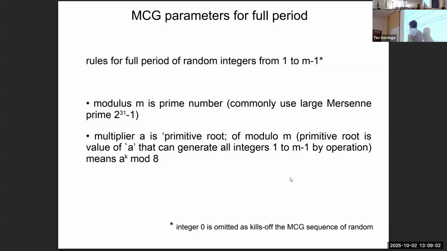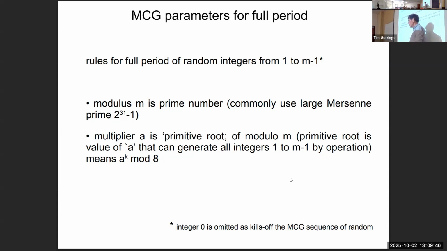If A is a primitive root of that prime number, then if you took A to the power 1, A squared, A cubed, and so on to higher and higher powers, in this modular arithmetic, taking A to different powers would generate all of the numbers from 1 to m minus 1. So that's what a primitive root is: A to some power can generate any one of the numbers between 0 and m minus 1. And that's what you need to be able to get a full period.